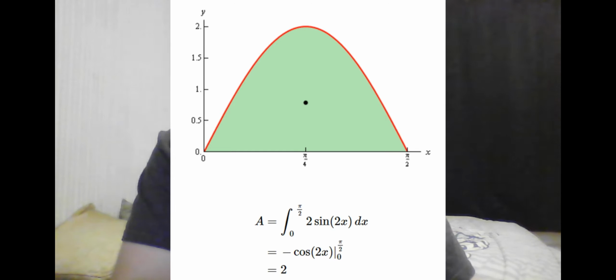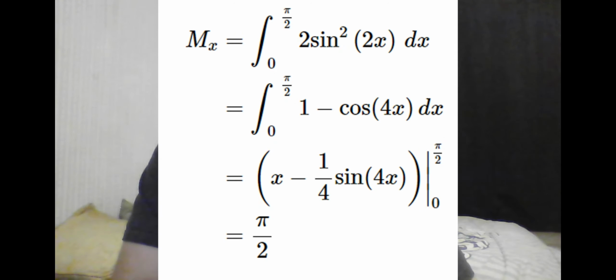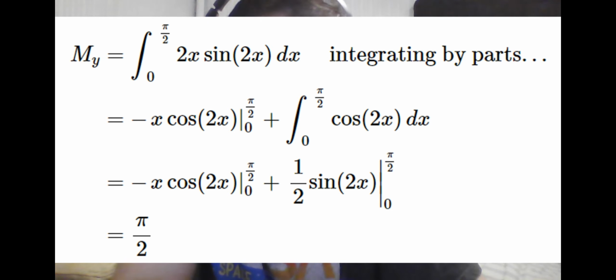We next do the moment of x formula by multiplying this area by x, so we get 2 sine squared of 2x, and similarly we use the formula for the moment of y numerator, and see we can simplify using integration by parts. So now once everything is done, we get pi half for both coordinates, or moments more specifically.